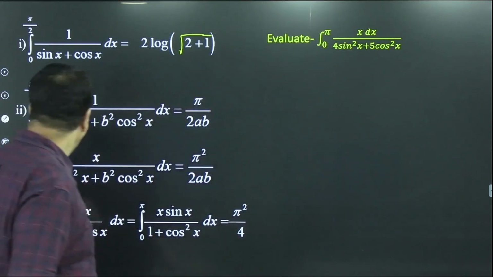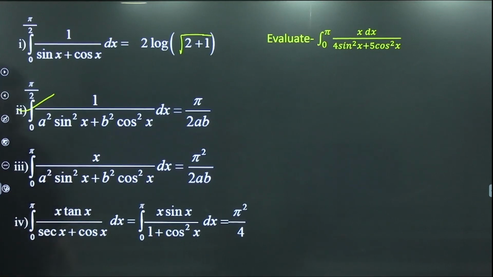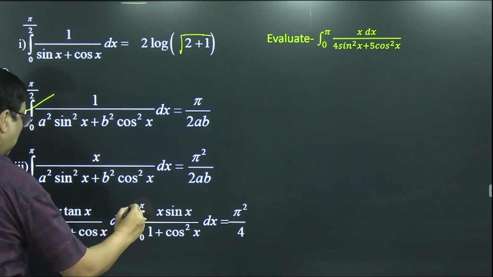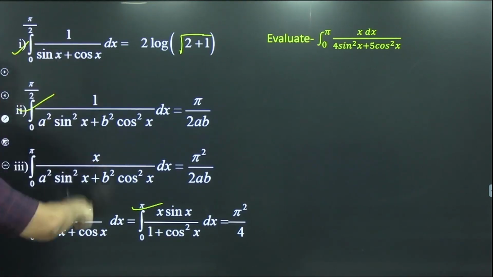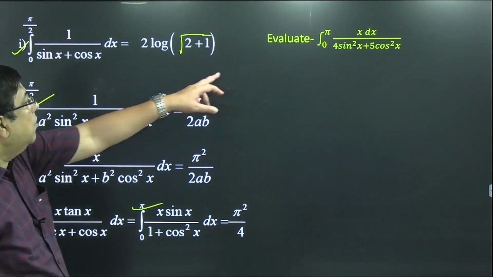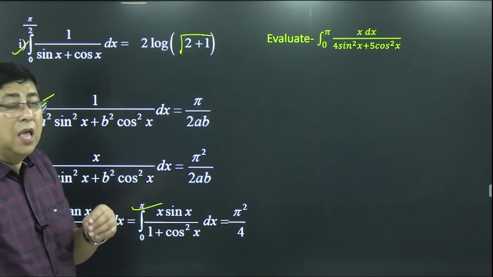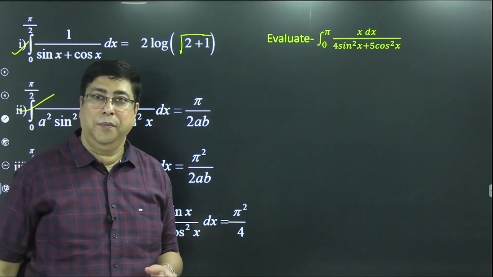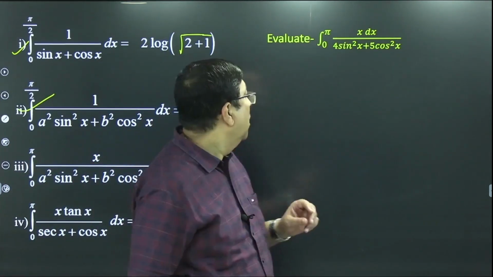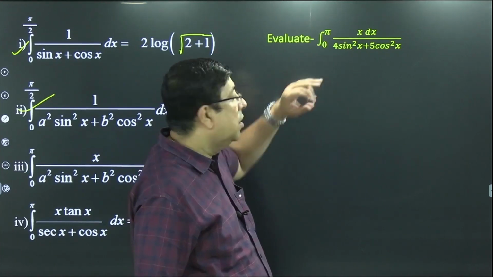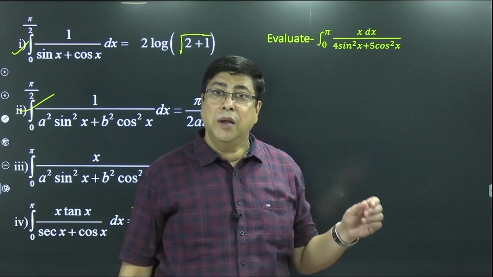For example, this formula is very important, mainly this formula, you must remember this. For example, I have given you one example, 0 to pi x dx by 4 sin square x plus 5 cos square x. Whenever we have to solve by the normal way, it will take your time. First of all, we have to apply the king property, then I plus I, 2I, then multiply by 6 square.